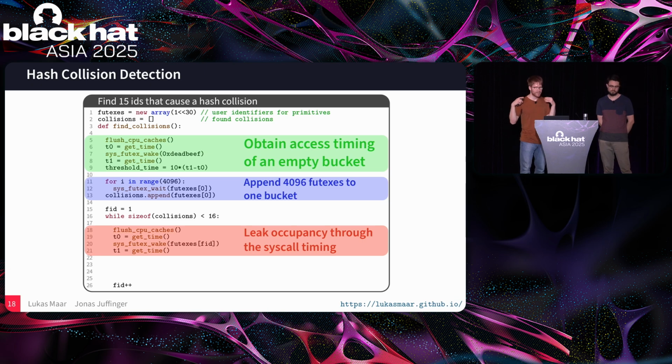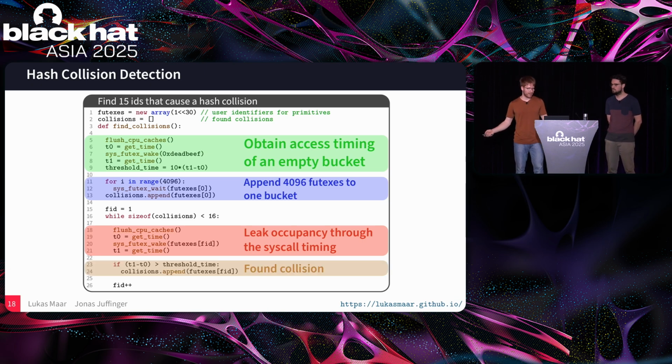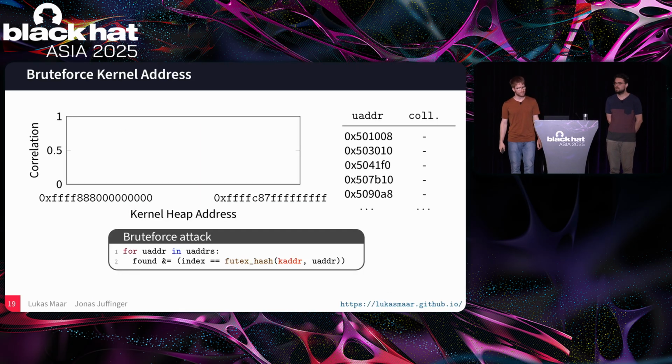And in the next stage, we find the collisions, where first we again flush the CPU caches and get the timing of the syscall. And as I said previously, if the timing of this exact syscall is significantly larger than a threshold, than accessing an empty hash bucket, we know we found one collision. We found the collision where we, in the second step, appended the 4069 vertexes. Great. So we now have this fingerprint, which are 15 user addresses, which are the user IDs, that are in the same bucket where these 4,000 elements already were.